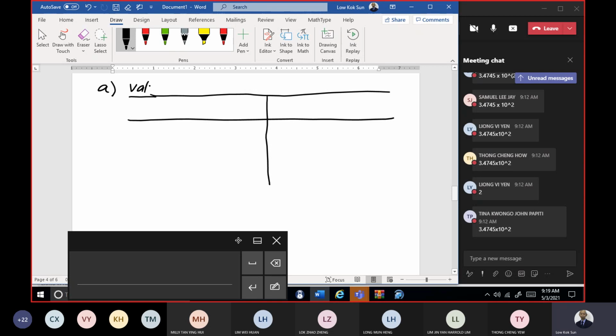Here we have the value of the digit on the left hand side, and here I'm going to put down the value of the number. First, in our decimal system, we use digits.